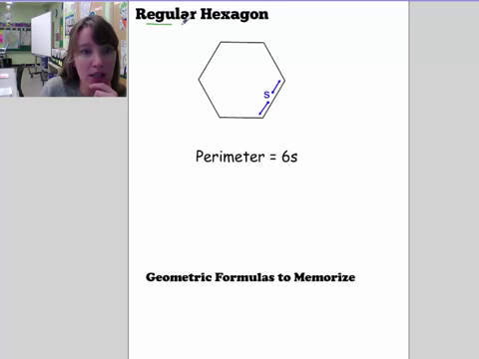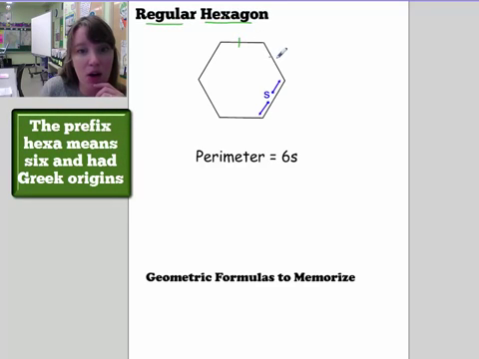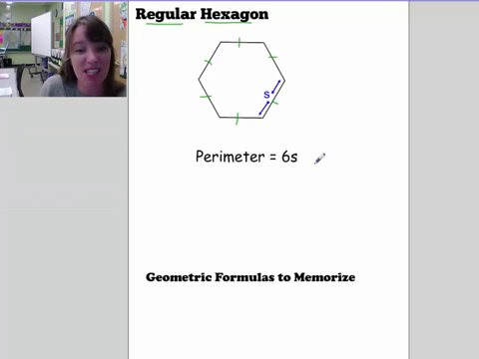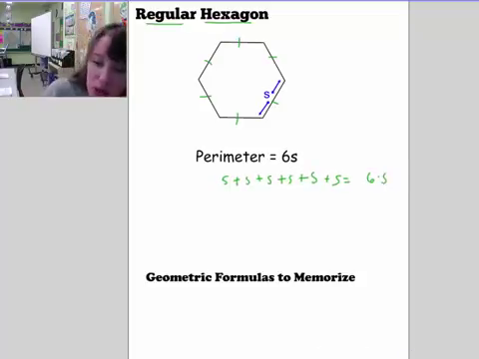Like in a regular hexagon, regular means that all the sides are of equal length, so I can just put 1 dash on all the sides, meaning they're all equal to each other. We call one side length s, so the perimeter, of course, would just be s plus s plus s plus s plus s plus s, which would be 6 times s, right? Repeatedly adding s to itself 6 times would result in 6 times the quantity of s. So those are the geometric formulas you need to memorize.